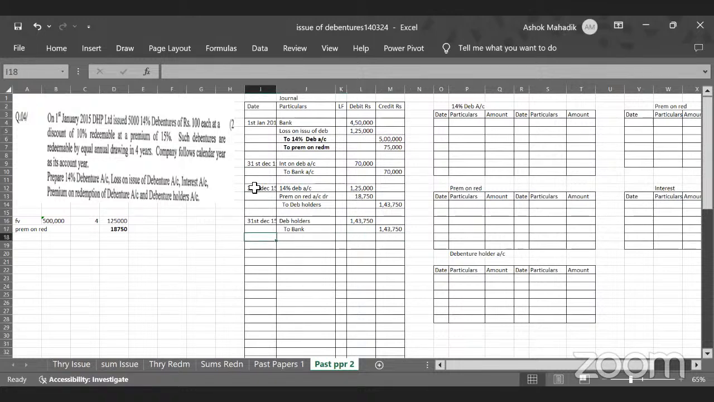Now, we will transfer this interest. This interest is an expense for the company. It will be transferred to P&L account, right? So we'll pass the entry for that. So P&L account debit to interest on debenture account. Is it clear, students? How much amount? 70,000.